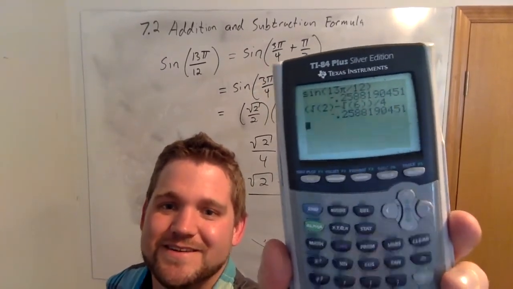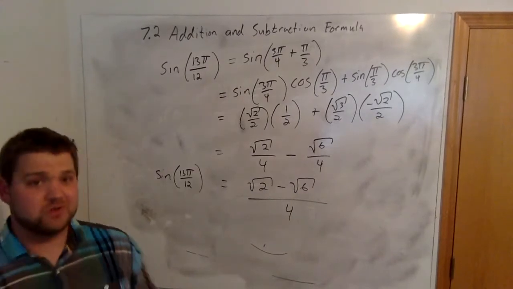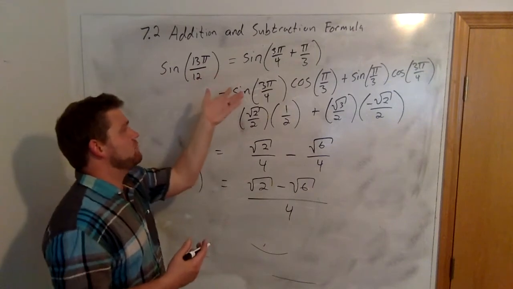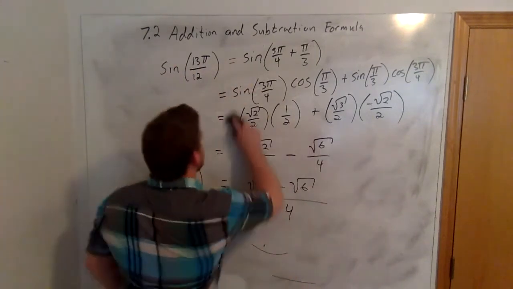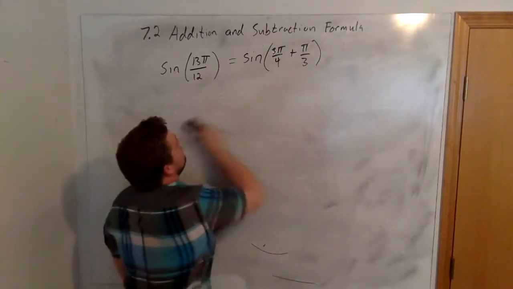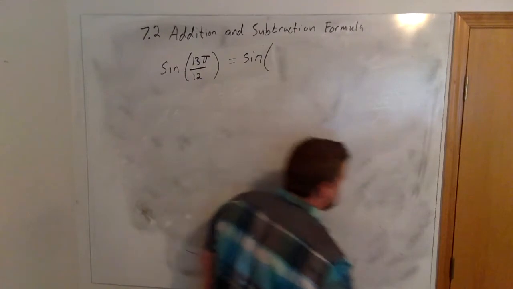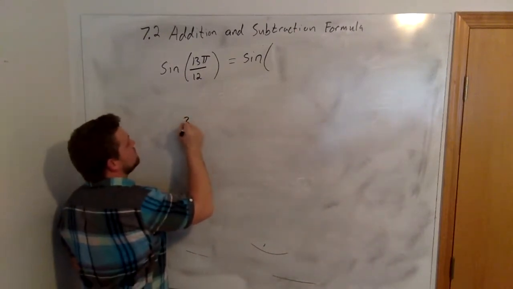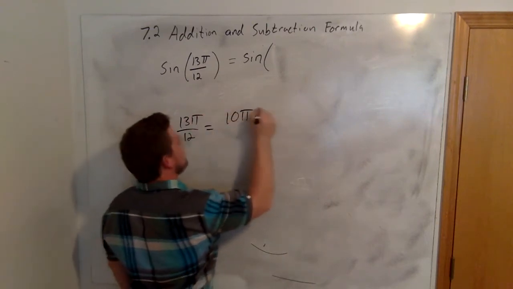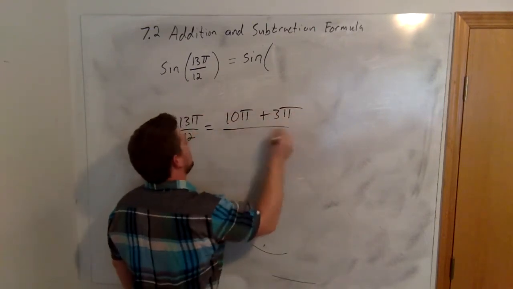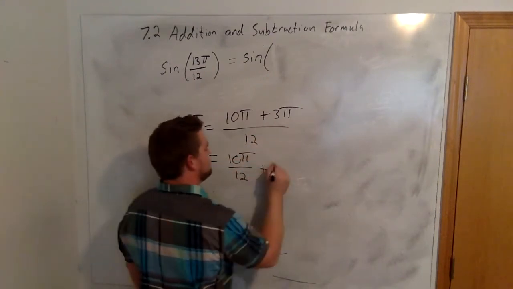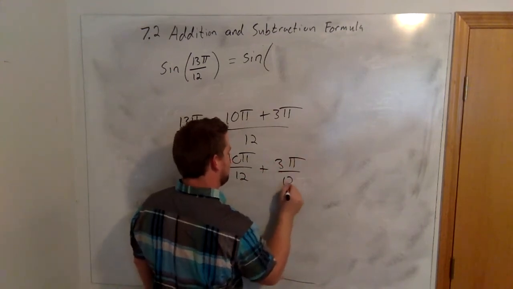How sweet. Okay, so what I'd like to show you now is that we didn't necessarily have to break up 13 pi over 12 as 3 pi over 4 plus pi over 3. We could have broken this up differently. I think we could use even 10 pi plus 3 pi. I think this would be a fine way to break it up. So this would be the same thing as 10 pi over 12 plus 3 pi over 12.